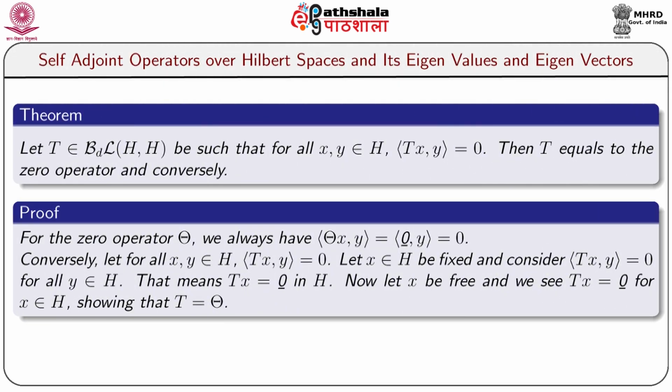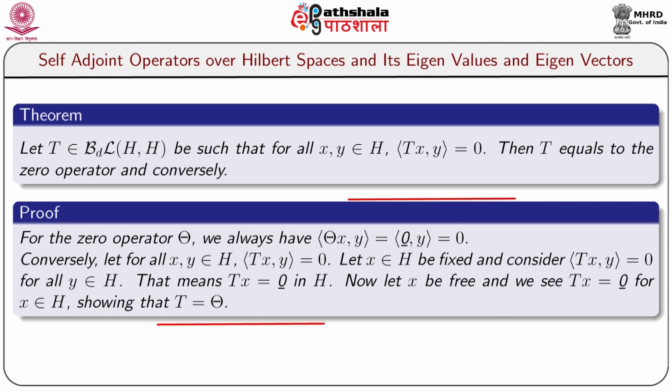Let us take another theorem. Let T be a bounded linear operator from a Hilbert space H to H, that is, T belongs to B(H, H), and it is such that for all x, y belongs to H, inner product ⟨Tx, y⟩ is equal to 0. Then T equals the 0 operator, and conversely. For the 0 operator theta, we always have inner product ⟨0 operator x, y⟩ is equal to inner product ⟨0 vector, y⟩, which is equal to 0.